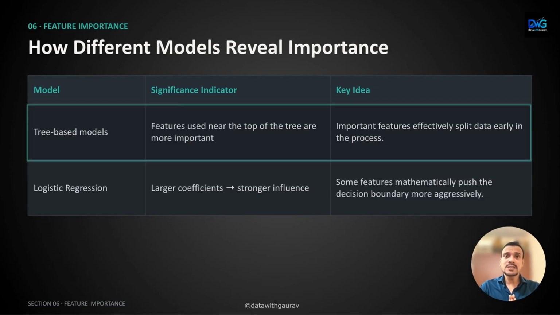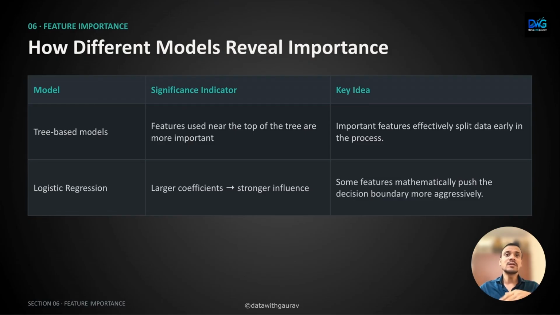First, consider tree-based models such as decision tree and random forest. These models repeatedly split the data into smaller and smaller groups. If a particular feature is chosen near the top of the tree, it usually means that that feature is very effective at separating the data into different branches. In other words, it provides a large amount of useful information right from the beginning. That's why in tree based models, features used earlier in the tree are generally considered more important.